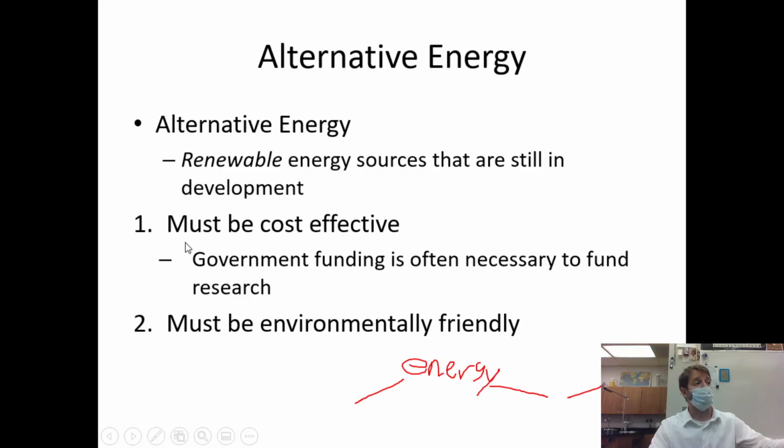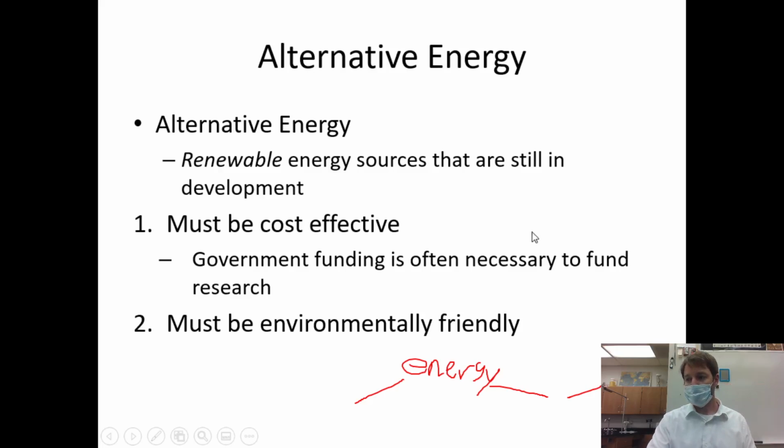The 2 goals for alternative energies are first that they are cost effective, so they are incentivized economically to replace the existing energy sources. Government funding is often necessary to fund the research for these, because while we could develop these great technologies, if they're too expensive to implement, then it's kind of pointless. There's no situation in which an economy is going to replace cheaper things with more expensive things just because it's good for the environment. It has to be economically incentivized, has to be cheaper, otherwise it's never going to be used.